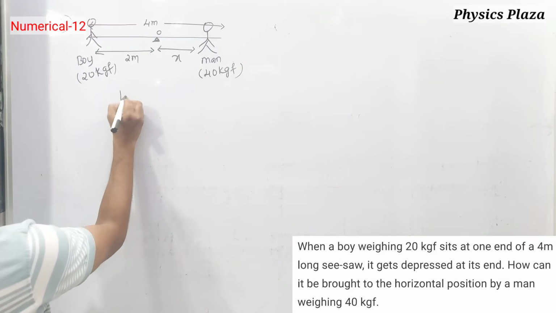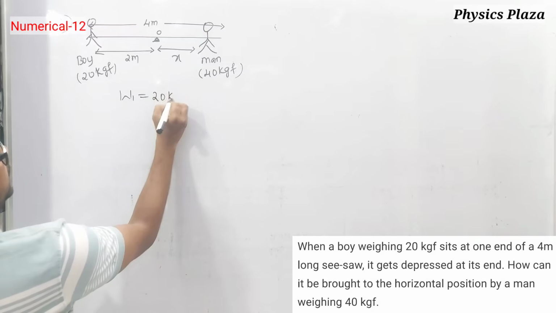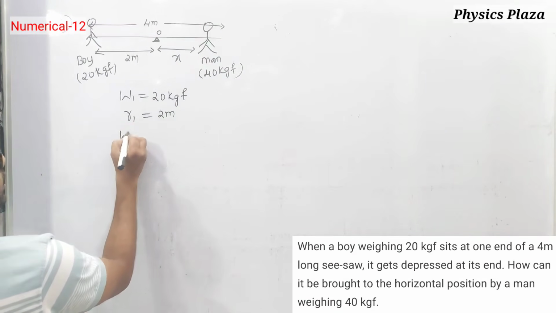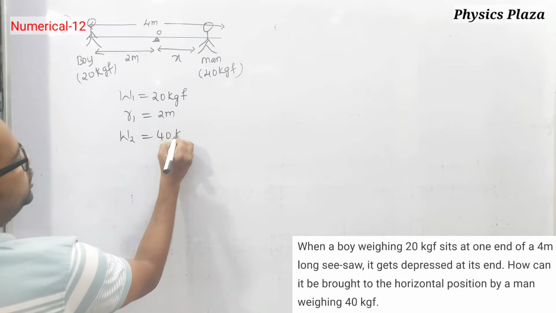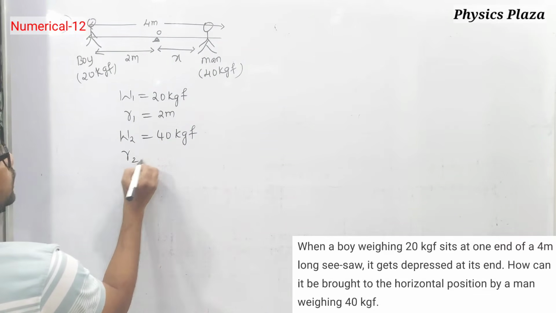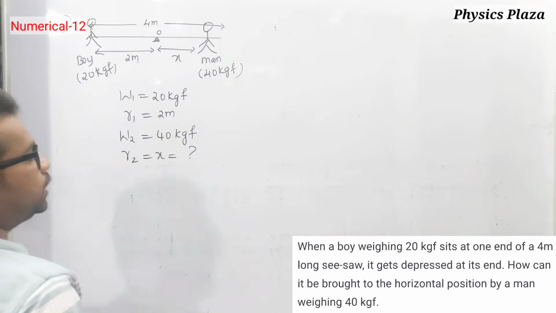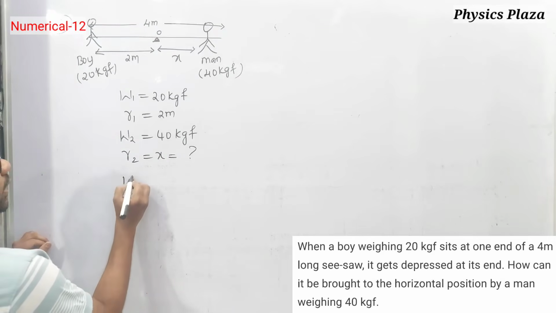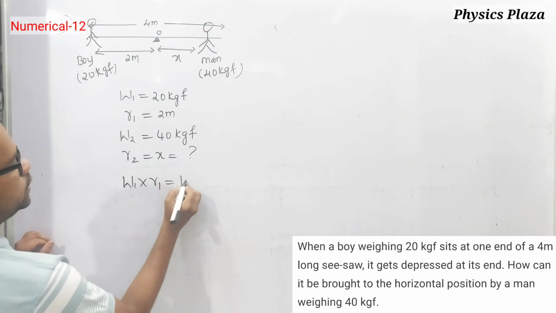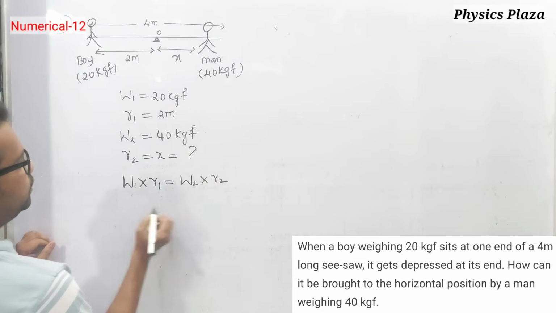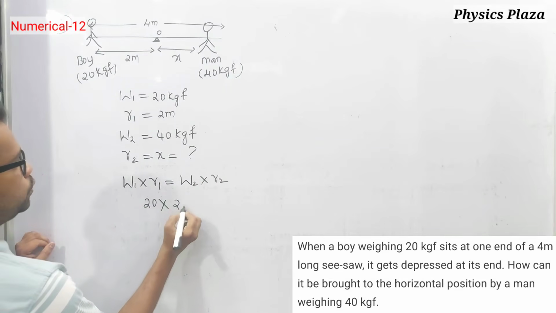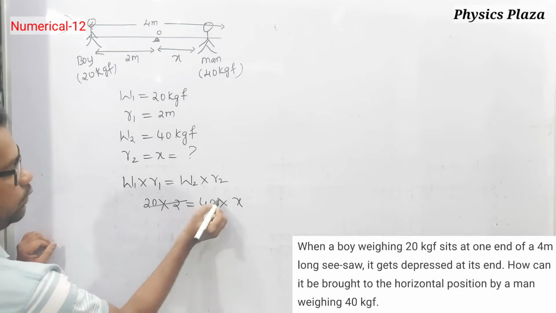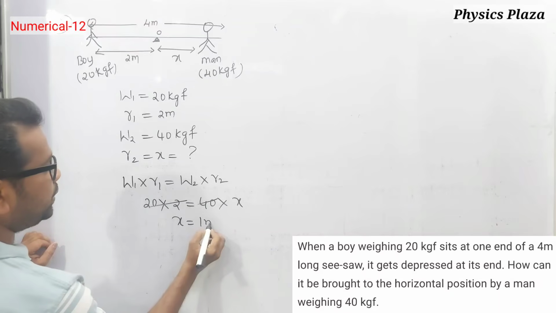Now, let us read the data. Here W1 is equal to 20 kgf and R1 is 2 meters, and W2 is equal to 40 kgf and R2, that is x, is to be calculated. Now, let us apply the same concept, the principle of moments of weights. According to the principle of moments of weight, W1 into R1 is equal to W2 into R2. Now, let us substitute: 20 into 2 is equal to 40 into x. So, 40 and 40 cancel, that is x is equal to 1 meter.